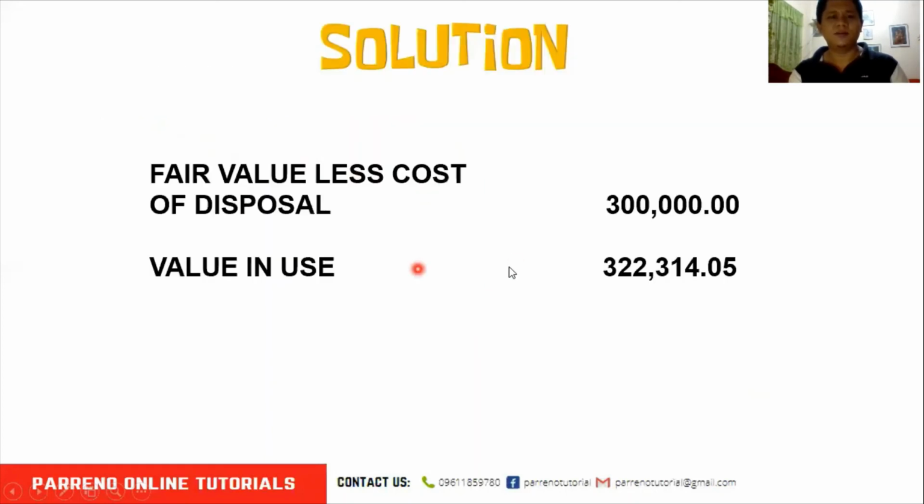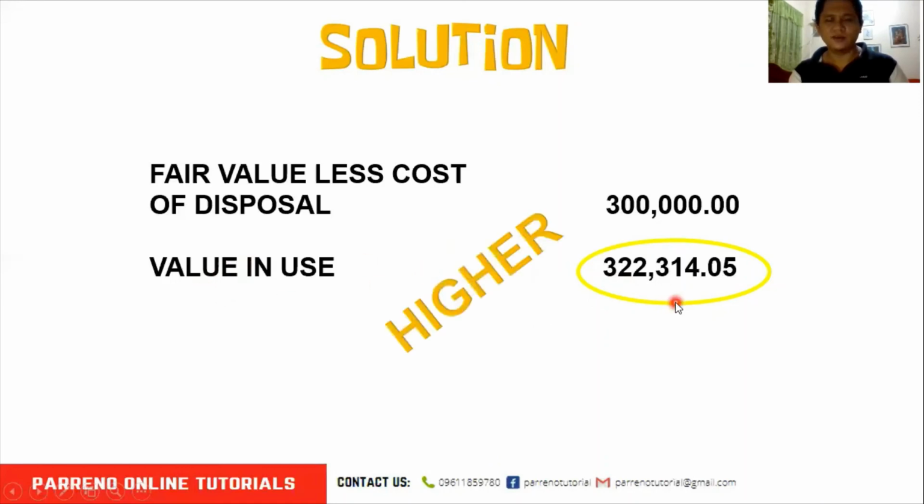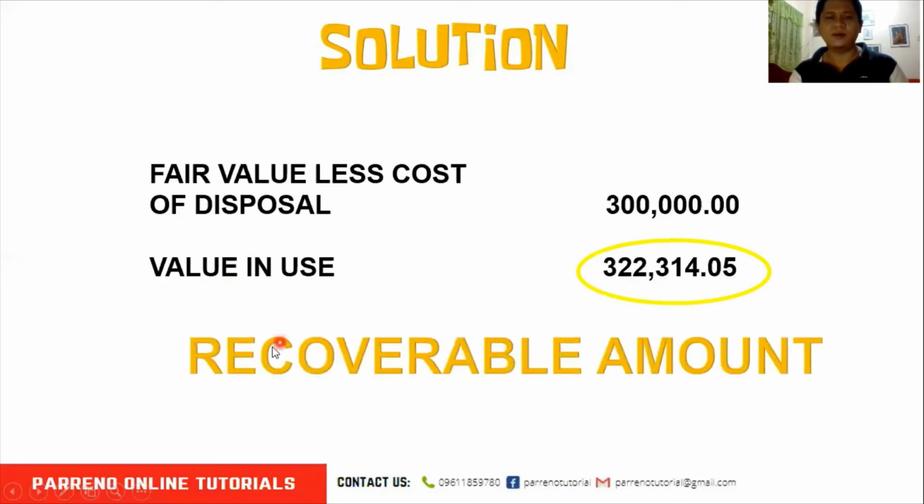Given in the problem, the fair value less cost of disposal is 300,000. Therefore, we have to compare these two. We just computed this value in use by getting the net cash flows and multiplying it with the present value factors to get this total. Then we compare these two. The value in use is the higher value. Therefore, the value in use, which is 322, is our recoverable amount.